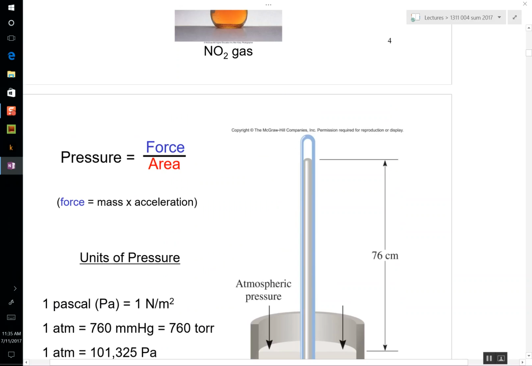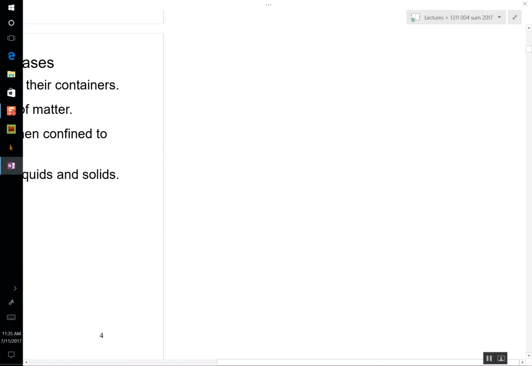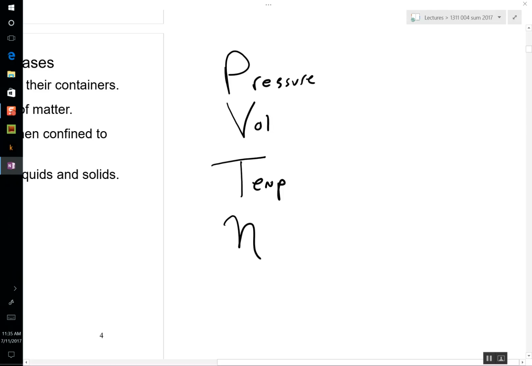All right, now what we're going to be seeing is that gases are affected by 4 major variables. These 4 variables, if we can get a handle on these 4 things, we can say a lot about the gas. Pressure, volume, temperature, and this is going to be temperature in Kelvin, and moles, the amount. So here we're talking about the amount of the gas. n is how much gas do you have there?